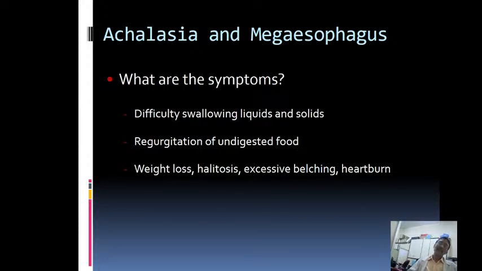Now, what are the symptoms which a patient will complain of when he is suffering with achalasia cardia and megaesophagus? First, there will be difficulty in swallowing liquids as well as solids. The difficulty is more for solids, less for liquids. Quite often there will be regurgitation of the undigested food. Because the food is not entering into the stomach, there is no breakdown of the proteins, fats, carbohydrates, and no absorption of the nutrients present in the food. It will result in weight loss, halitosis, belching and heartburn.